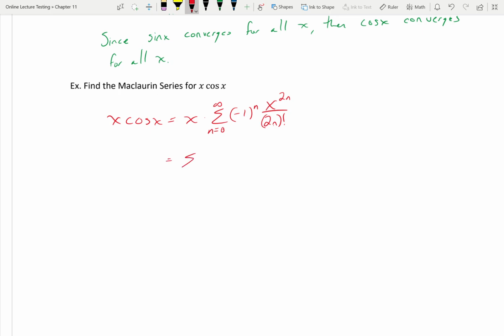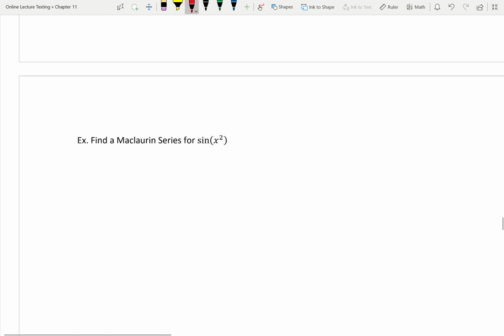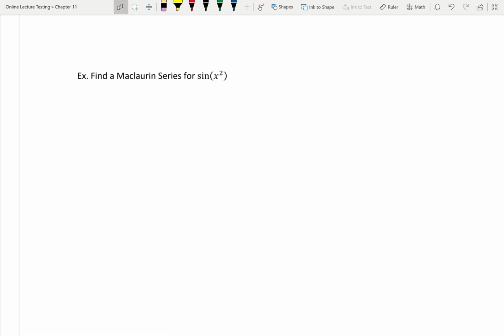So when I do that, I just get the series of -1 to the n x to the 2n plus 1, because I have an extra copy of x, divided by 2n factorial. And that's it. That's all you have to do. So once you start establishing these base functions, products and stuff like that are going to be really easy to establish. Or even, our next problem, what if we had a composite function of sine of x squared?